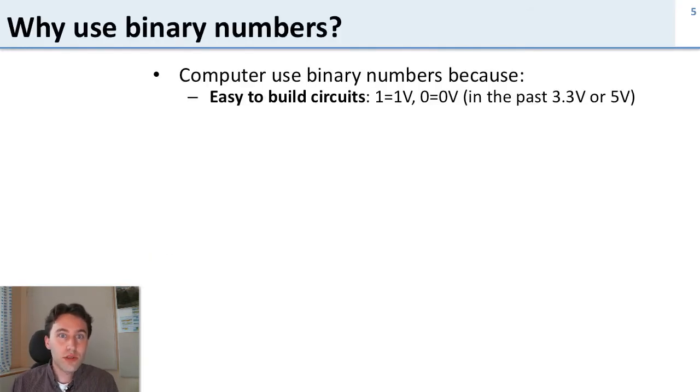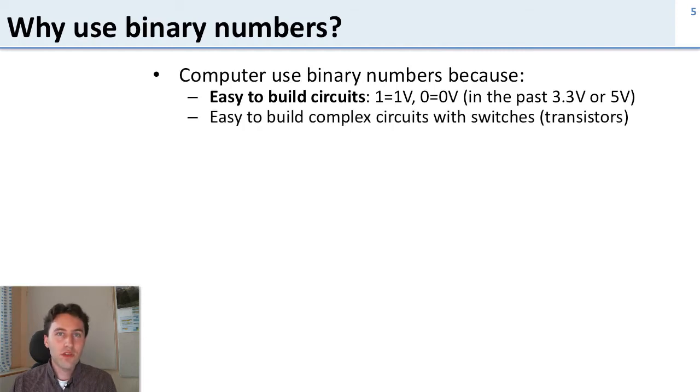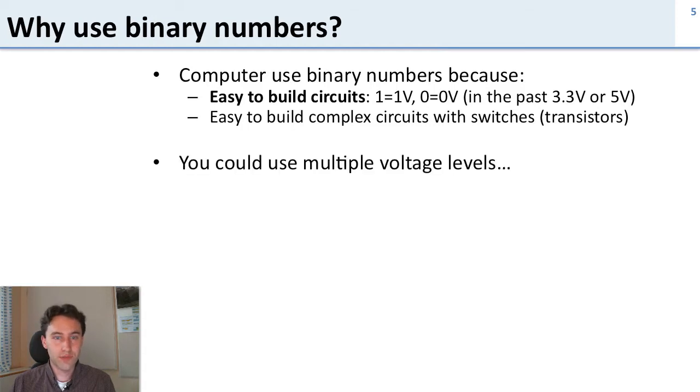So why do computers use binary numbers? Well, basically because it's easy to build circuits. We can say 1 volt equals 1 and 0 volts equals 0. In the past, circuits used 3.3 or 5 volts or even 12 volts, but these days we keep pushing the voltage down to save energy. When you've got these two voltages, it's easy to build circuits with switches. We can switch 1s and 0s around to build useful functions, and those switches today are built out of transistors.